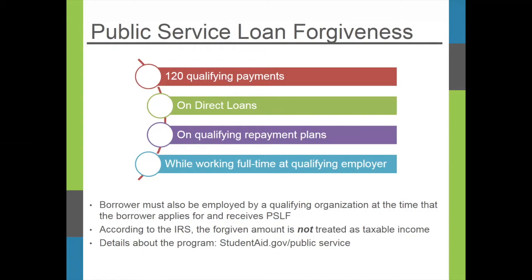According to the IRS, the forgiven amount is not treated as taxable income. Now, what they are currently working on is trying to count that as taxable income. So let's say, for instance, you save about $20,000 because you're on public service forgiveness. What the federal government is trying to do is count that $20,000 that you didn't have to pay as income, which means you pay taxes on it. That's what they're trying to work on, but it hasn't been passed yet.